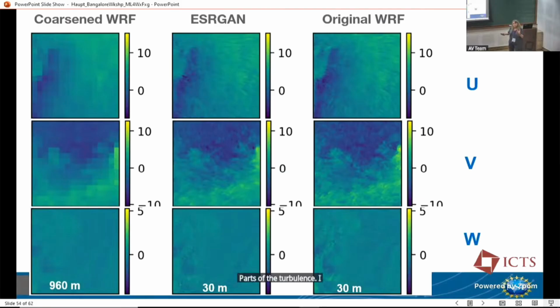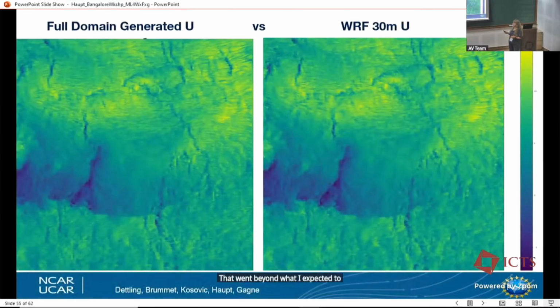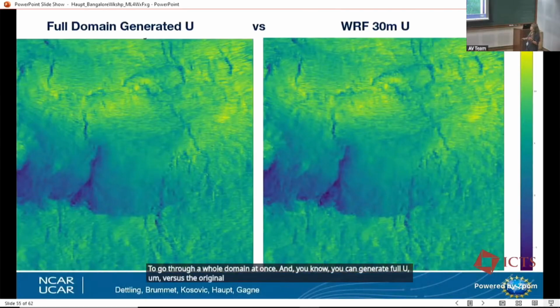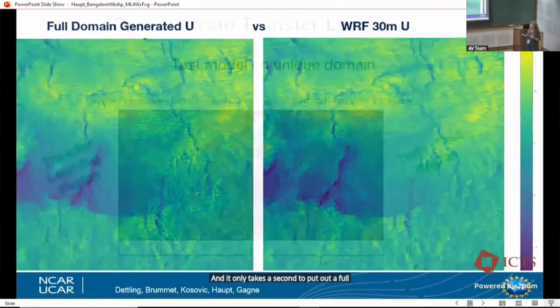I was really surprised when I saw this. I thought we were never going to get the realization that we'd just get standard statistics, but we were getting structure, at least at this 30-meter scale, that went beyond what I expected to be able to see. Now, once you build this, you can use the generator to go through a whole domain at once. And you can generate the full U versus the original one. Again, amazingly close. And it only takes a second to put out a full domain.